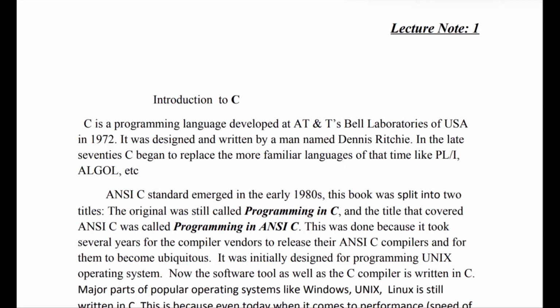Good morning to all. Today we are going to deal with the C programming language, which will be our first programming language. Let us begin our journey with the introduction part.